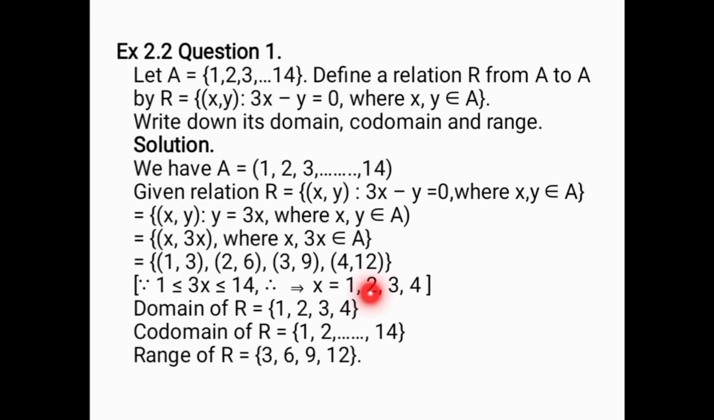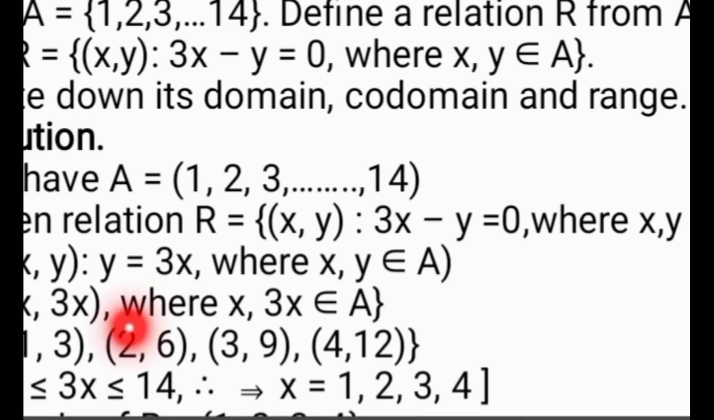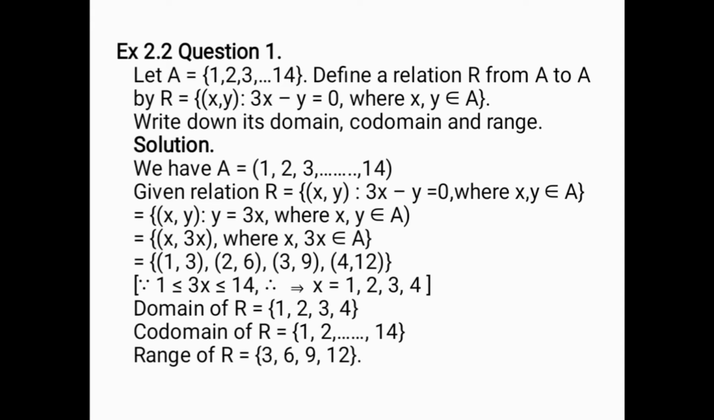We are substituting the value x equal to 1, 2, 3, 4. Now the domain, I already told you, the first element in the set is called domain. The second element in the set is called codomain. Range is a subset of codomain. See, domain of R equal to 1, 2, 3, 4, the first elements. Codomain 1 to 14. Range, the second elements, 3, 6, 9, 12. So this is the answer.